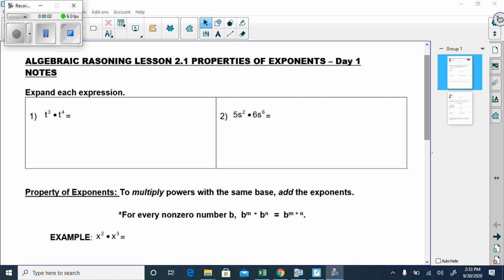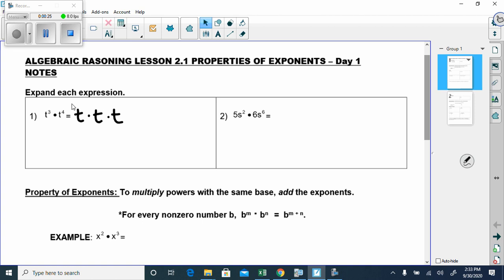1 and 2, they want us to expand the expression. So we should know that an exponent means that I am multiplying whatever it is by itself that many times, however many times the exponent is. So this one says t to the third. That means t times itself 3 times. So I would have t times t times t.